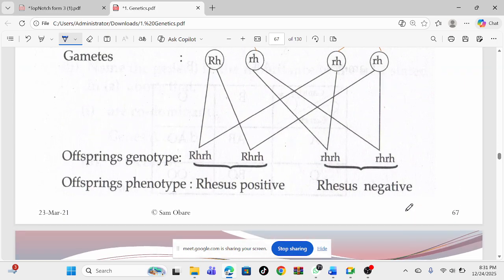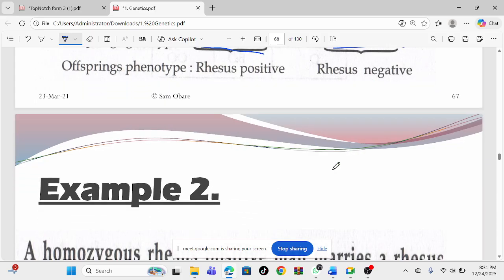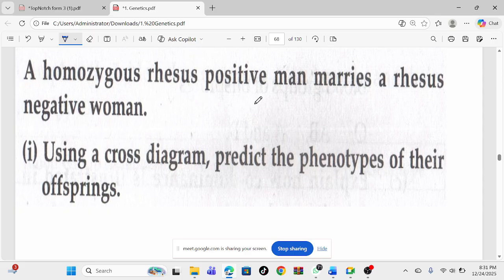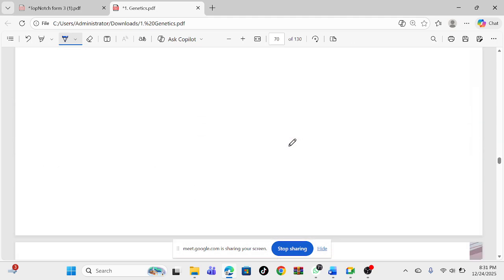So the solution is like this, you see? These are heterozygous and these are homozygous negative. After that you get rhesus positive and rhesus negative. For homozygous rhesus positive, how do we write it? It is all capital R H, because it is homozygous. It marries a rhesus negative woman, who is small r small h, small r small h, because it is negative. Then after that you just cross it.